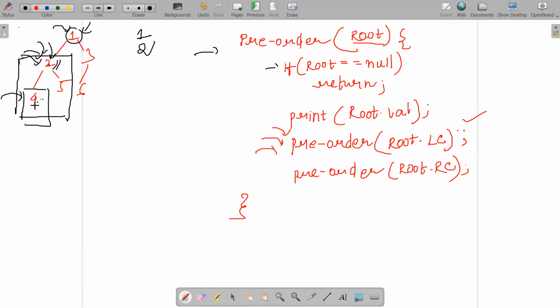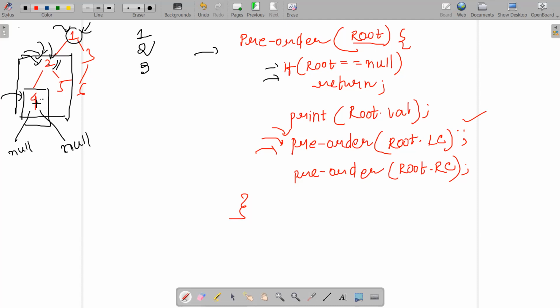Then what would happen is that for 4, the condition is not null. Then I would be saying: print the value of the root, that is 4, and it would again call. 4 does not have any left or right child. So both its left and right children are rooted at null. The left and right child nodes of node 4 are null. No address. What would happen from here? What are your thoughts?